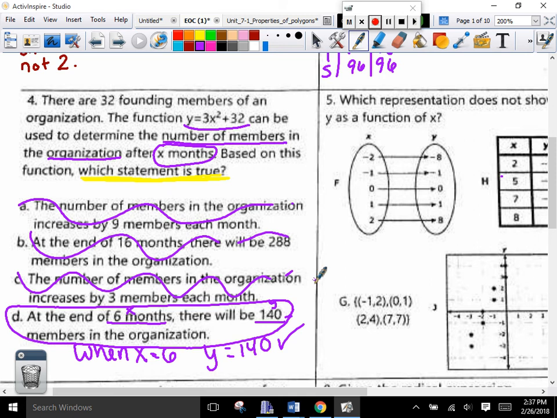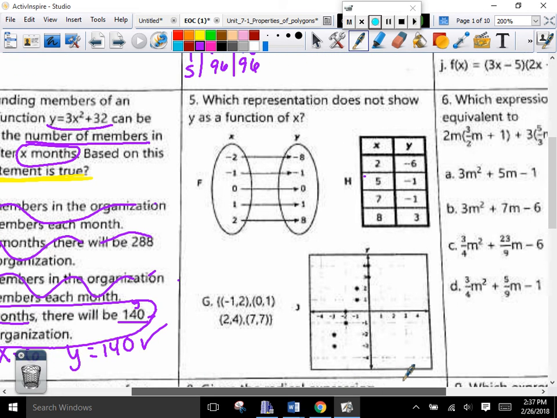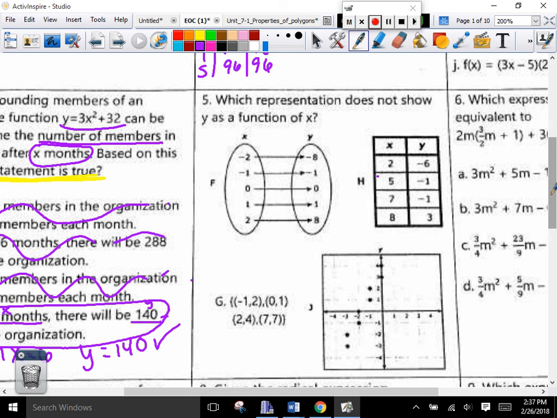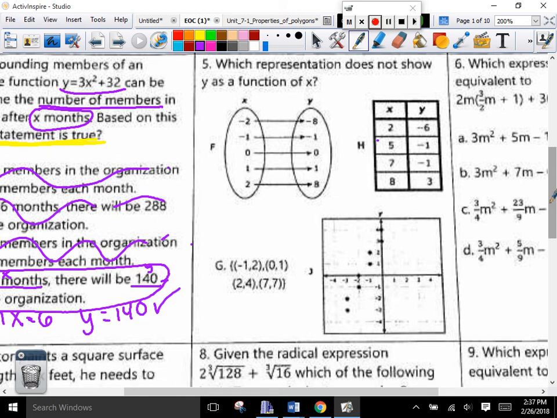So that concludes problem number 4. And we can go to problem number 5. For problem number 5, it's asking me which representation does not show a function. That's very, very important. So make sure that every time we're doing our problems, we read the question correctly. This one says not a function, okay? Remember, not a function. So which one is not a function?